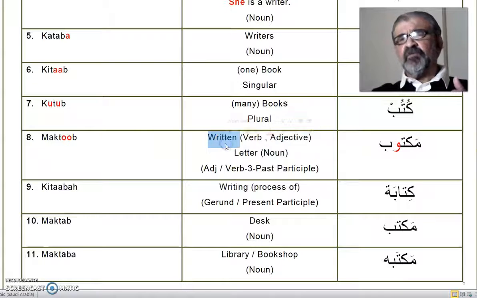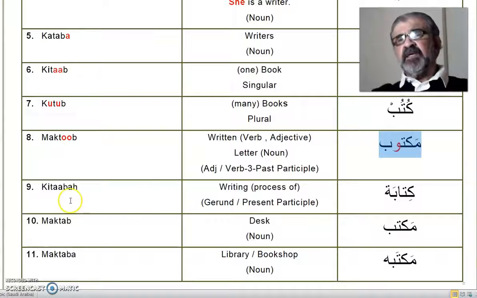So now, written could be a verb, the past participle, or it could be an adjective. Written statement, adjective for the word statement. I have written a statement, the past participle of the verb write. Okay? And I have sent, in Arabic now, not in English, I have sent a maktub means what? Letter. Means letter. Again, maktub, long vowel. Watch my lips. Maktub.